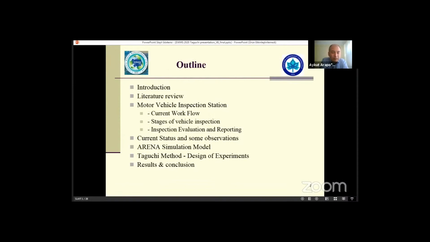The outline of the talk: I'll start with a short introduction, and I'll talk about some literature review related with the talk. And then I'll talk about the motor vehicle inspection station, the current workflow, how work is done on the floor. Next, I'll talk about the stages of the vehicle inspection and the evaluation and reporting of the results. Then I'll talk about the current status and some observations made at the station. And then I propose an Arena simulation model which simulates the operations at the station. And we will analyze the results by using a design of experiment and Taguchi method. And at the end, I'll present the results and conclusion.